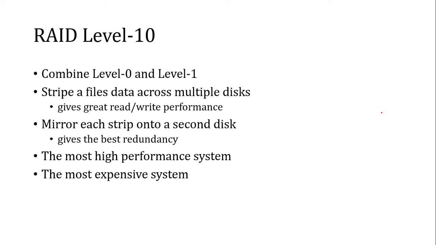In RAID level 1, we know that RAID level 1 is a mirroring technology and RAID level 0 is a striping technology. So it is merged into a system that is called RAID level 10. It is a high performance system and the most expensive system because you are striping the disk and you are mirroring the disk, the whole of the pack.